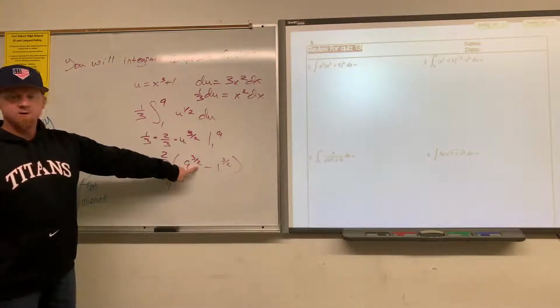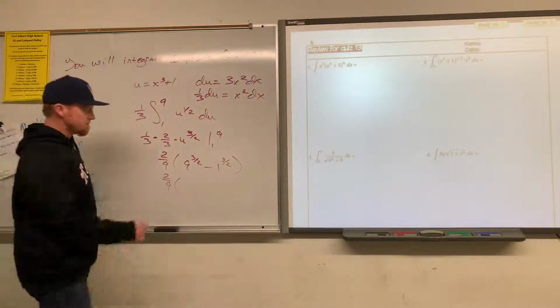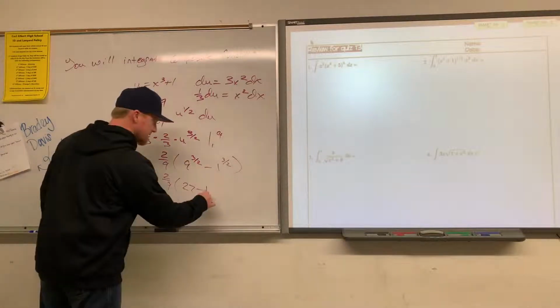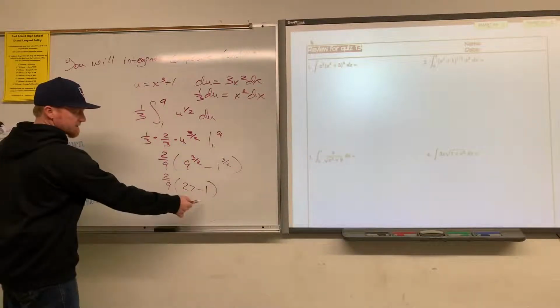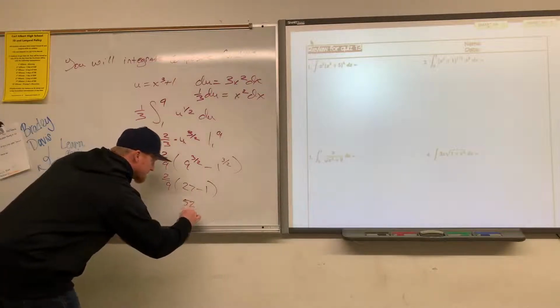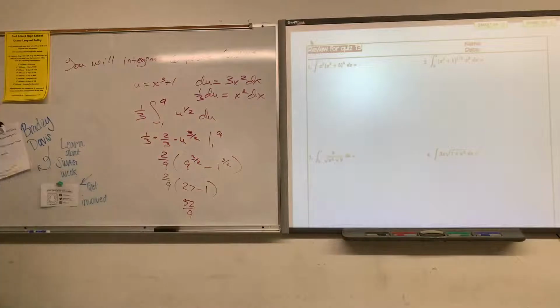Do the bottom first. Square root of 9 is 3. 3 cubed is 27. And again, we know that 1 to any power is 1. So this gives me 26 times 2. And we end up with 52/9 as our answer. Number 3.